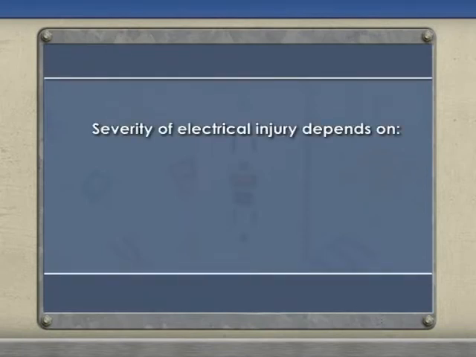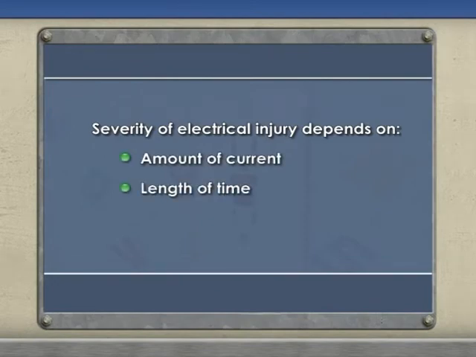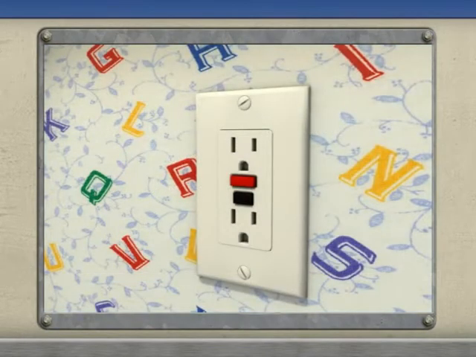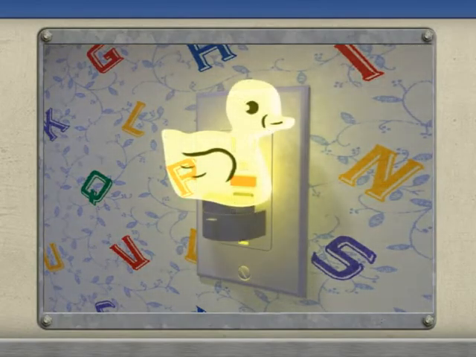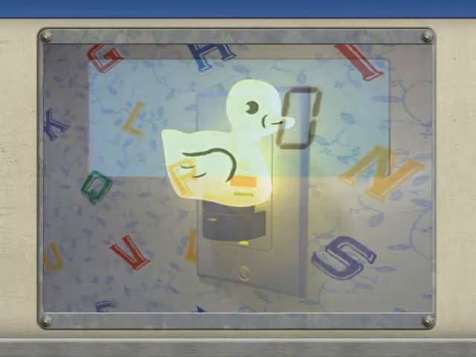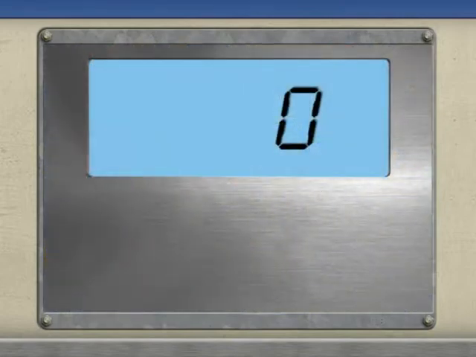The severity of an electrical injury depends on a couple of factors. These are the amount of electrical current flowing through the body and the length of time the current is conducted. Keep in mind that a typical home outlet can conduct 15 amps at 120 volts and that a typical nightlight operates at about 30 milliamps or 0.033 amps. The following are examples of the effects of different levels of current lasting 1 second at typical household voltages.